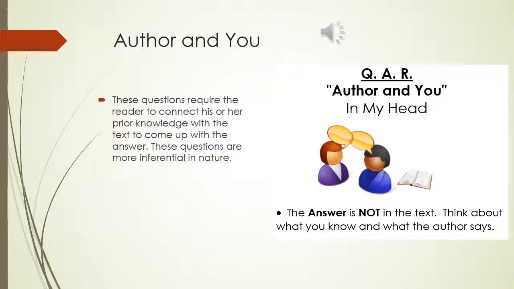The next QAR question type is author and you. These are a deeper level of thinking question where the students use more inferential thinking to answer the question. These questions require the reader to connect their prior knowledge or their background knowledge with the information that they read in the text. So the answer is not in the text directly. It makes the learner think about what they know and what the author is saying in the text to come up with the answer.